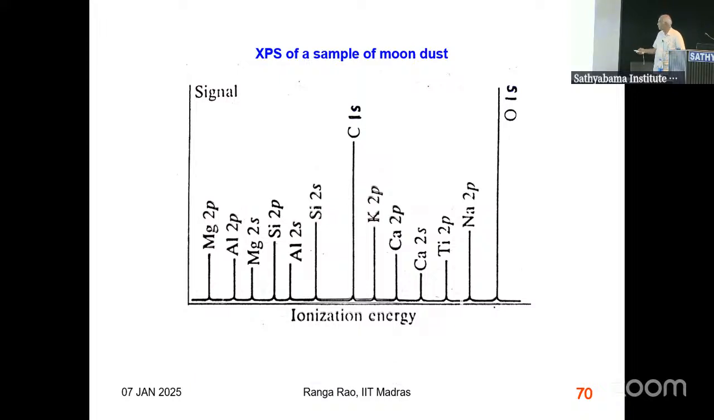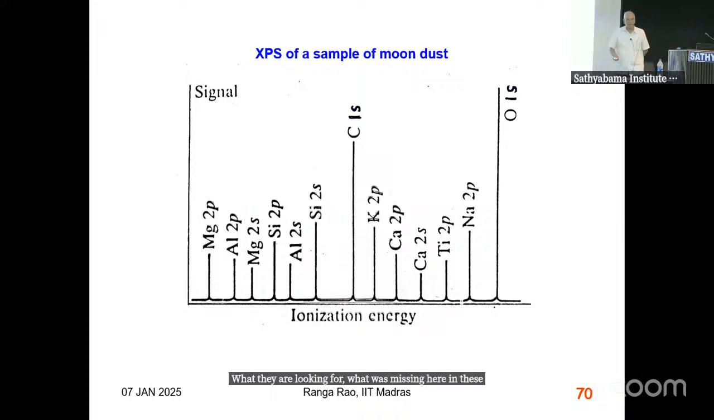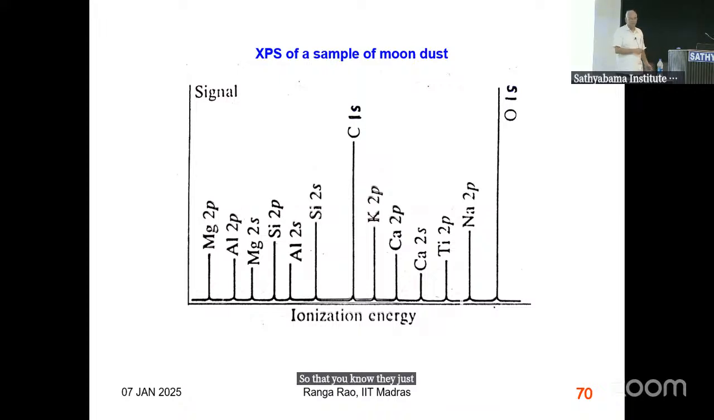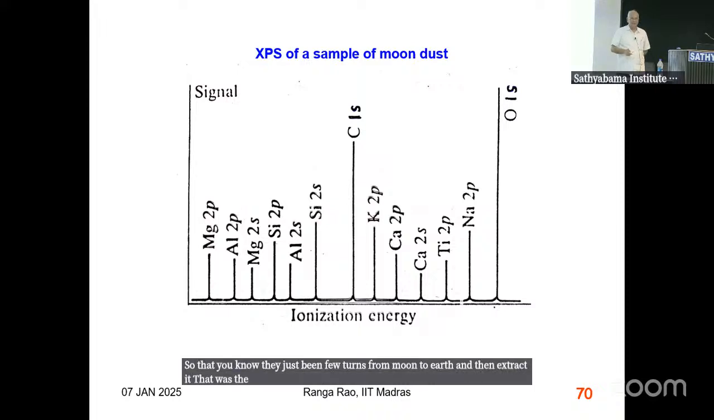Right? What they are looking for, what was missing here, why they analyzed it, in my opinion, they want to see whether any gold is there. So they just bring a few tons from moon to Earth and then extract it. That was the idea. But unfortunately, they didn't find any gold there.